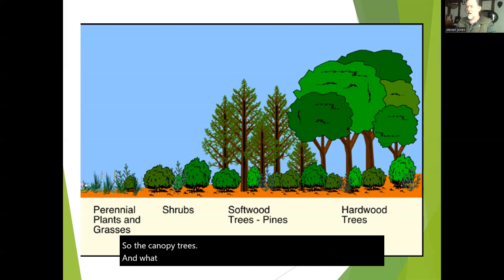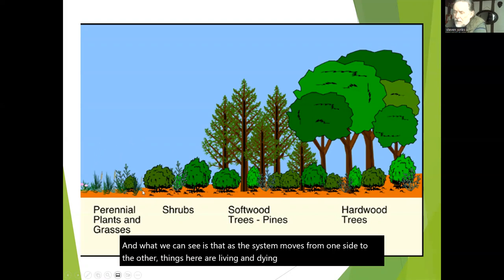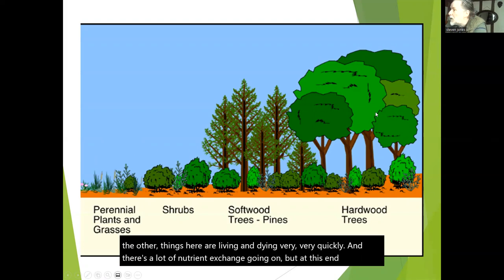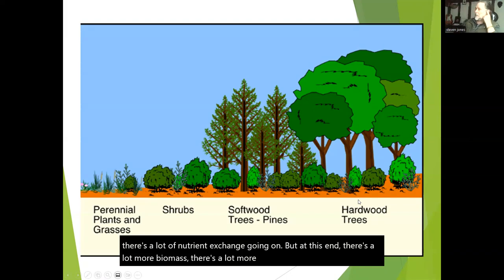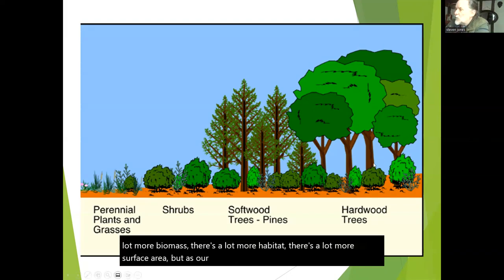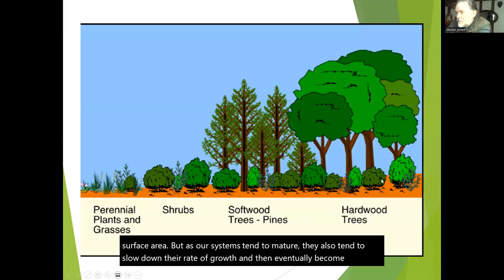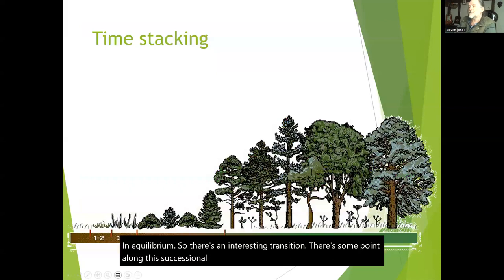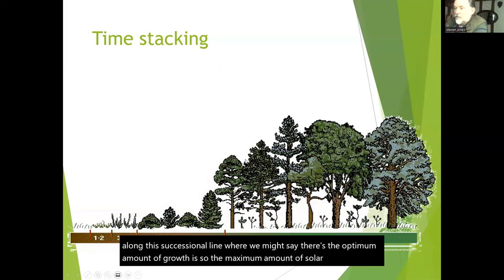And what we can see is that as the system moves from one side to the other, things here are living and dying very, very quickly. And there's a lot of nutrient exchange going on. But at this end, there's a lot more biomass. There's a lot more habitat. There's a lot more surface area. But as our systems tend to mature, they also tend to slow down their rate of growth and then eventually become almost in equilibrium. So there's an interesting transition, and there's some point along this successional line where we might say there's the optimum amount of growth. There's the maximum amount of solar gain, solar trapment.